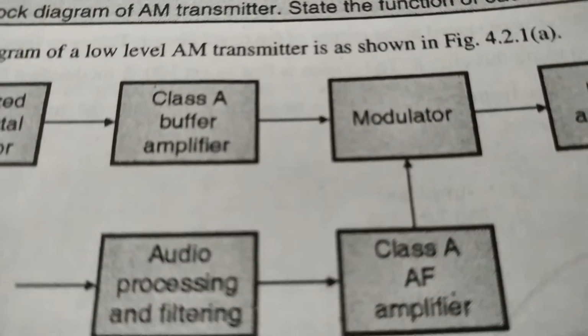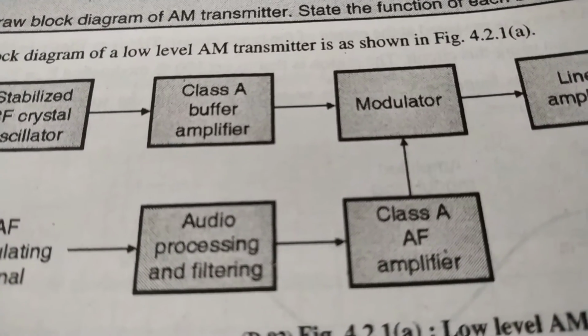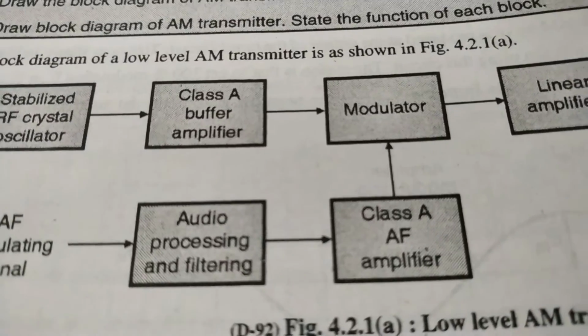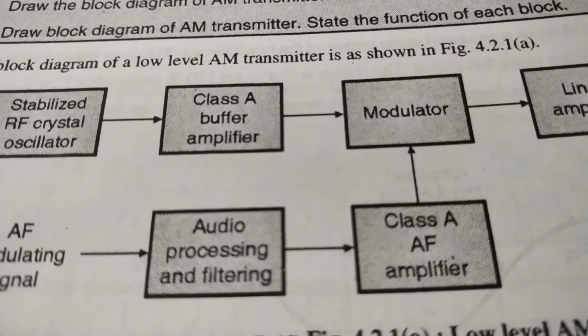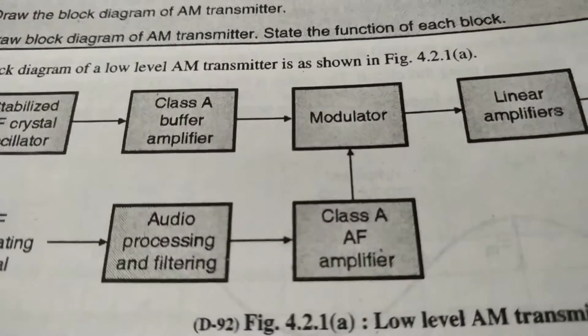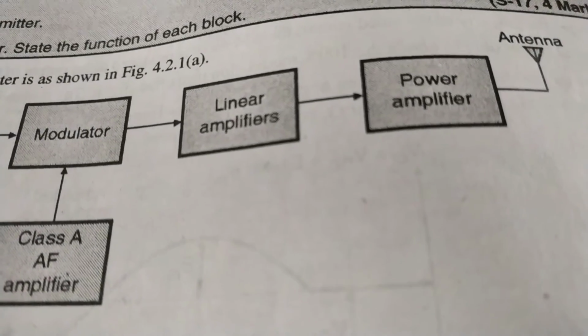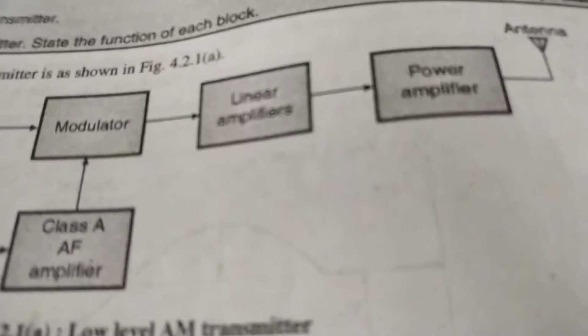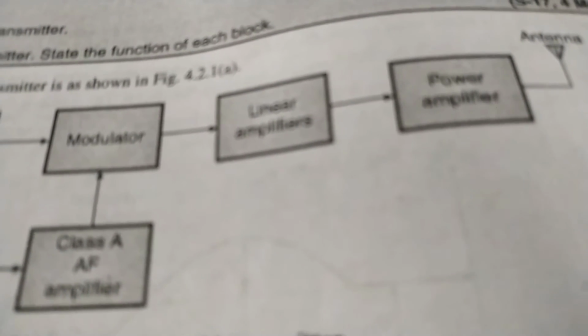Both these signals are combined in the modulator block, and this modulator circuit generates the AM modulated signal. AM means amplitude modulated signal, which is generated at the output of the modulator block, and then this signal is given to the linear amplifiers. The linear amplifiers mean a chain of amplifiers. Why do we use them here? Because we can generate a very good quality signal, with minimum distortion.